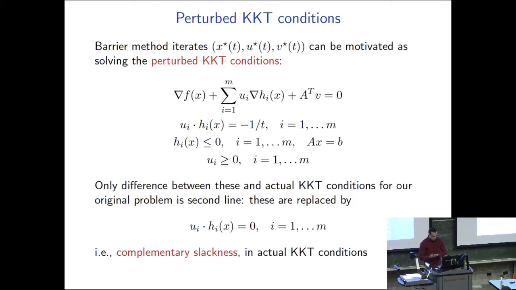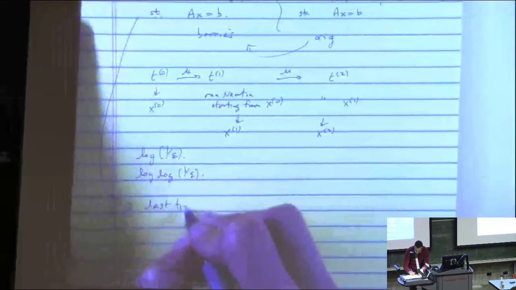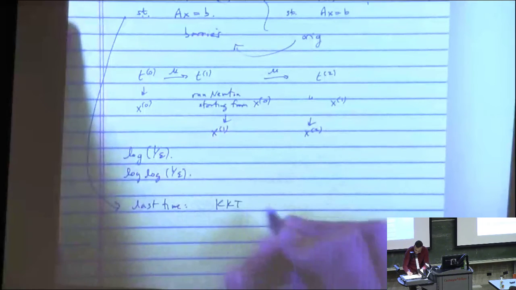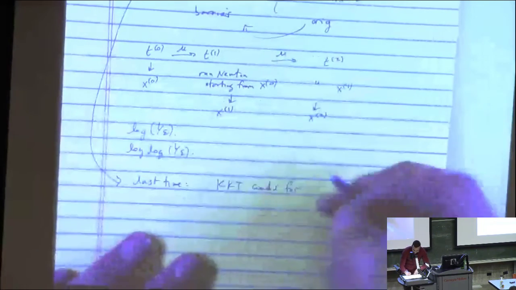So let's go back to the perturbed KKT conditions. And we're going to see that we can motivate the barrier method from this, and a new method called the primal dual interior point method. So if you recall from last time, we wrote down the KKT conditions for this problem. Okay, and what we did last time, I'll just write down the workflow so you can remember where these came from. Last time, we wrote down the KKT conditions for the central path problem, or for the barrier problem.